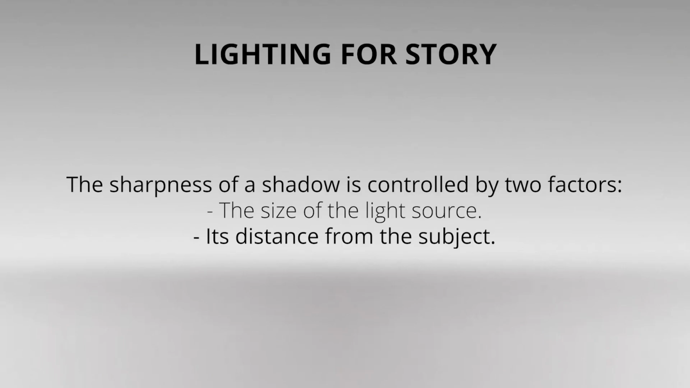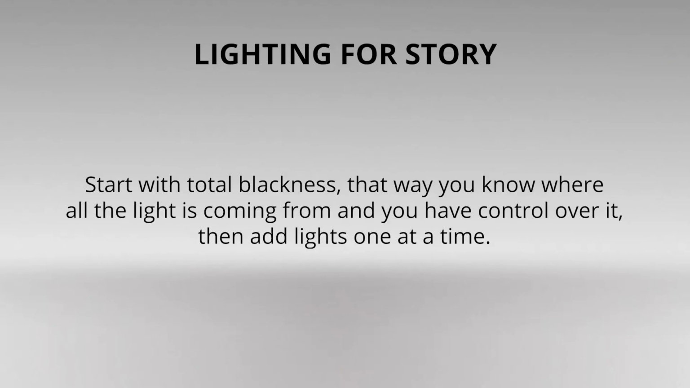The sharpness of a shadow is controlled by two factors: the size of the light source and its distance from the subject. When lighting your scene, try to use a mixture of soft and sharp shadows. Start with total blackness. That way you know where all the light is coming from and you have control over it. And then add lights one at a time. Instead of using a softbox as your main light source, consider using it as a fill and using some more directional lights as your keys.